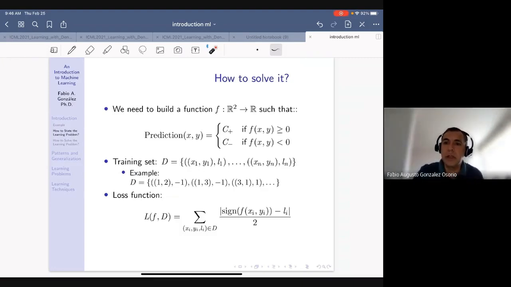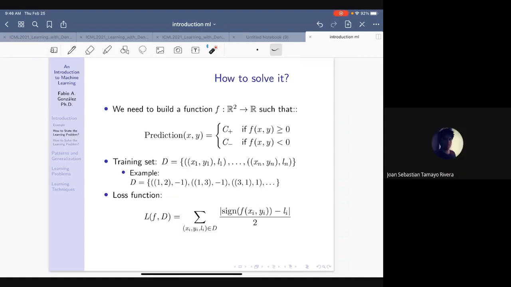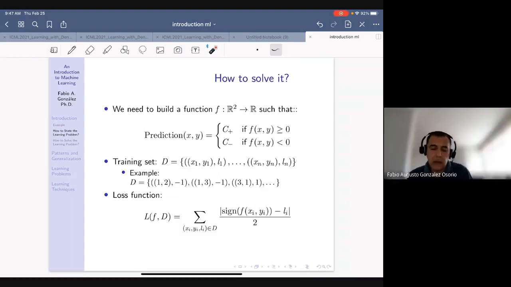Juan Sebastian is raising his hand. Yes, teacher, when you say build a function, maybe I think it's more like approximate a function. Approximate a function. Right. Yeah, but build is a very general word, right? Yeah, but let me see what's a better word for that.